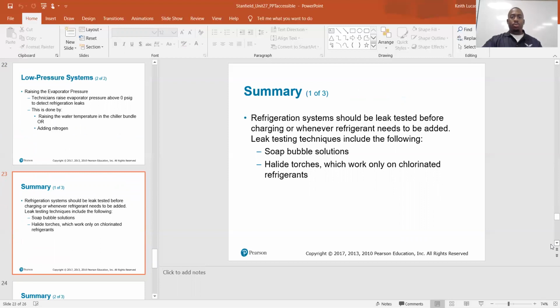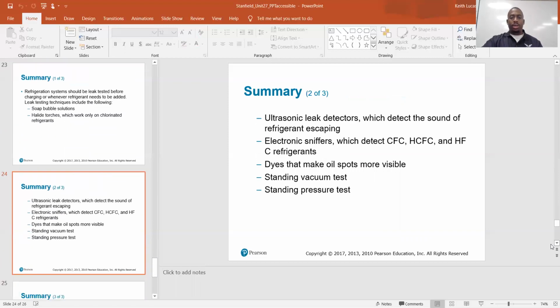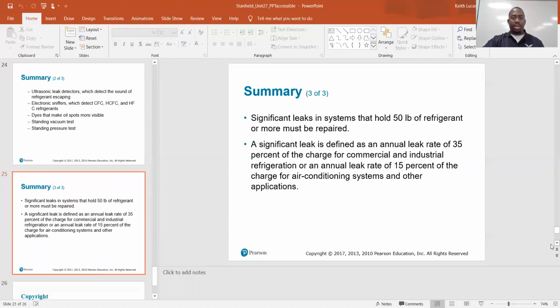So in summary, refrigeration systems should be leak tested before charging or whenever refrigerant needs to be added. Leak testing techniques include the following: soap bubble solution, halide torches, which work only on chlorinated refrigerants, ultrasonic leak detectors, which detect the sound of refrigerant escaping, electronic sniffers, which detect CFC, HCFC, and HFC refrigerants, dyes that make oil spots more visible, standing vacuum tests, and standing pressure tests.